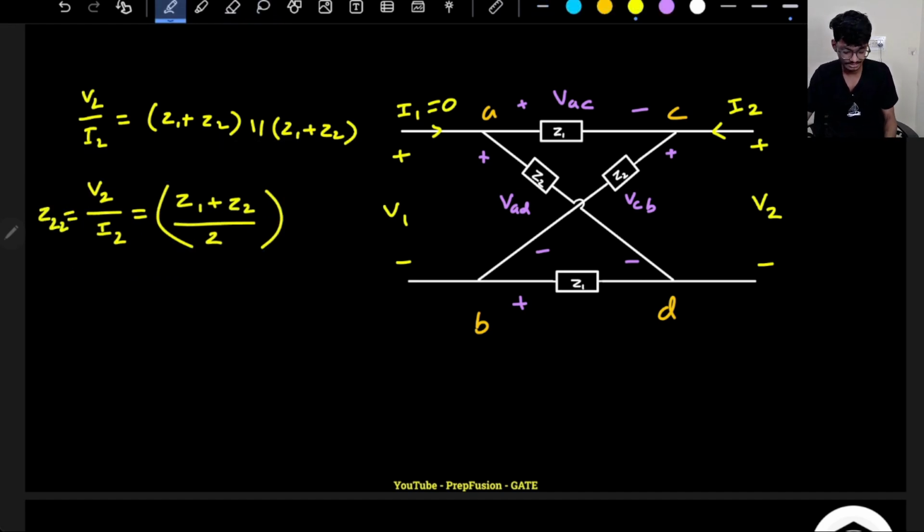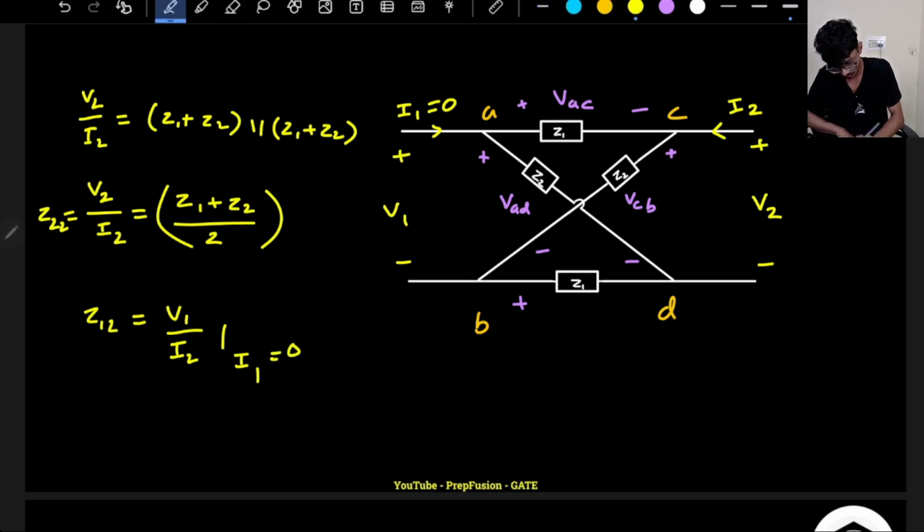What about Z12? Again Z12, right? I'm seeing if I can use any KVL or something, trying to figure out. So Z12 is V1 by I2 when my I1 is 0. Okay, so V1 by I2. Is there any easier method? No, there is not that much easier method. So this I2 current is here. So what is the current through here?